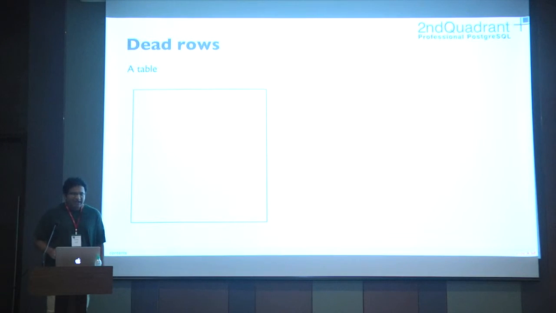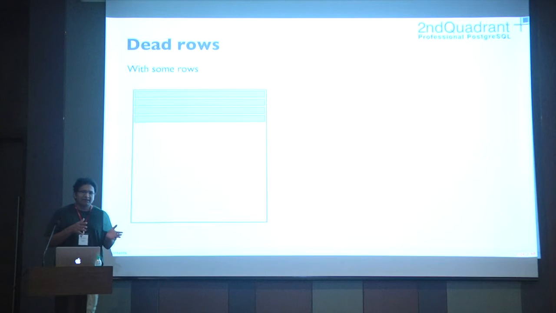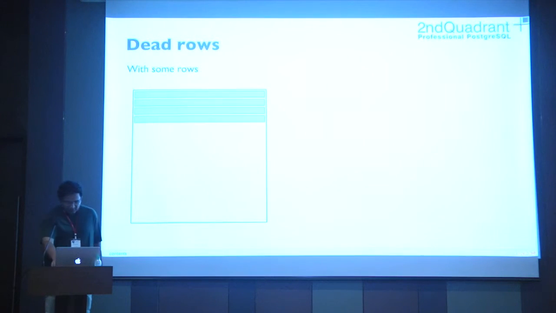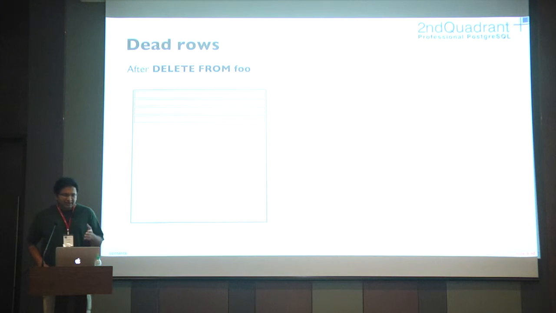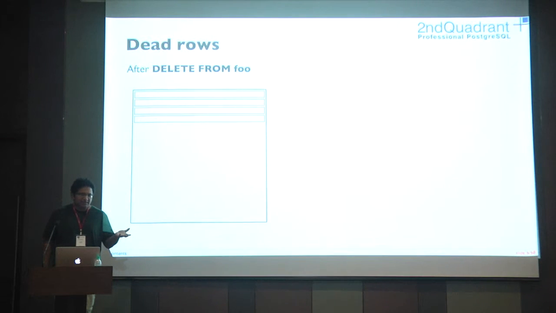So let's imagine we have a table, right? And the table has some rows. Let's forget about what's in them. There are just a bunch of rows in there. And all running transactions have completed and gone away, and the database is quiet. Now a new transaction comes along and does delete from foo. So all of the rows go away. Now they're still there in the table, but their lifetime is ended. So any new transaction that comes along will see the table as being empty.